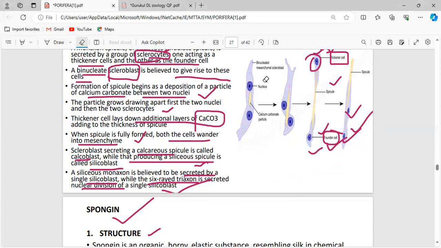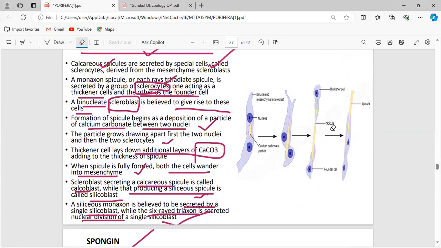See, you have to remember when it comes to the skeletal system of sponges, you have to remember two things. Shanti, Karanya, just take down what I am saying now.